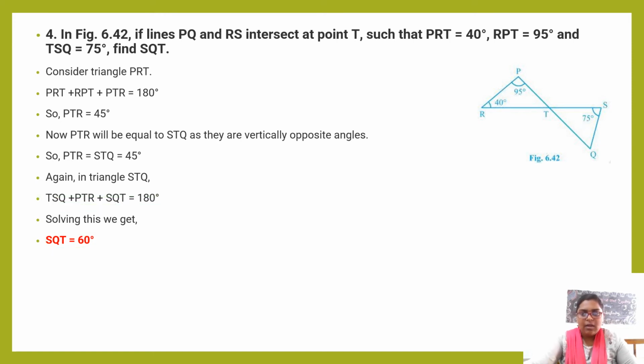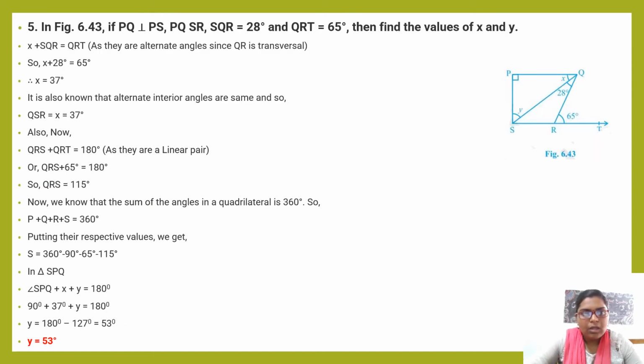That's it. Next. So listen, our fifth problem. In figure 6.43, PQ is perpendicular to PS, right? And PQ is parallel to SR. Okay, this is parallel to SR, and SQR is equal to 28 degrees, QRT is equal to 65 degrees. They have given. We have to find the value of x and y.